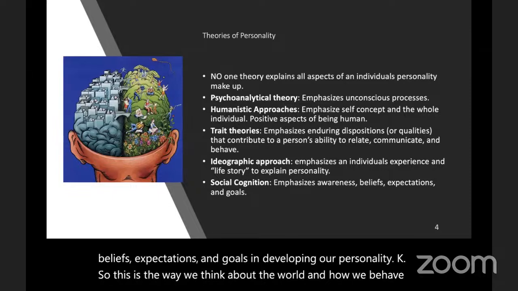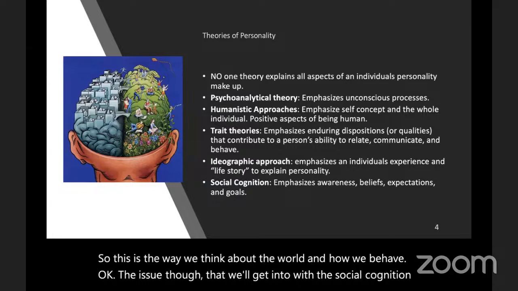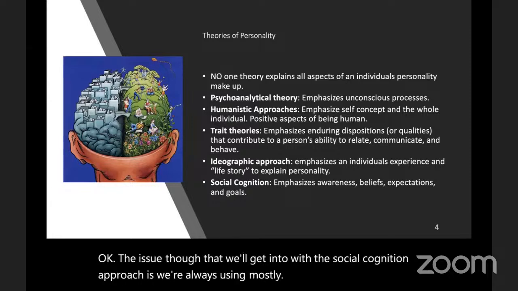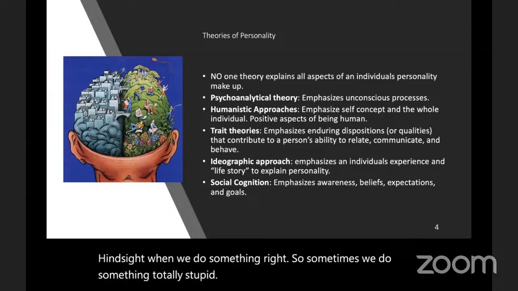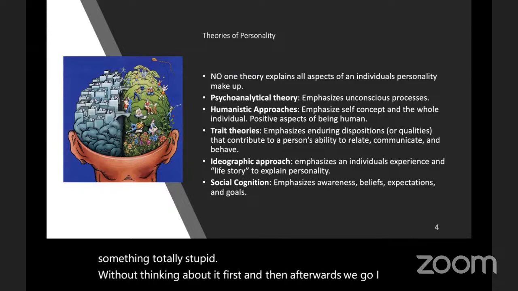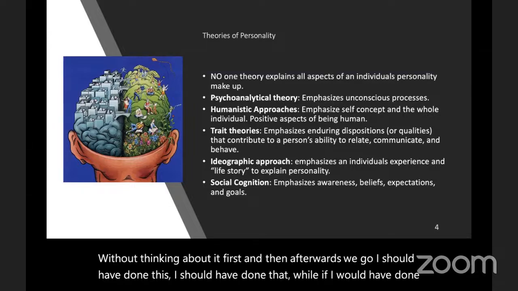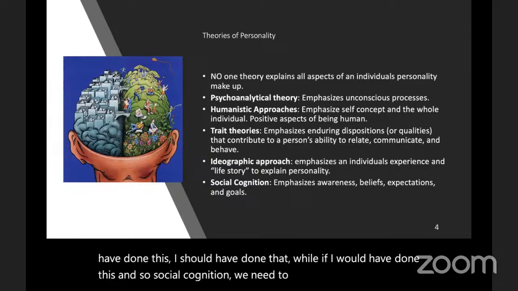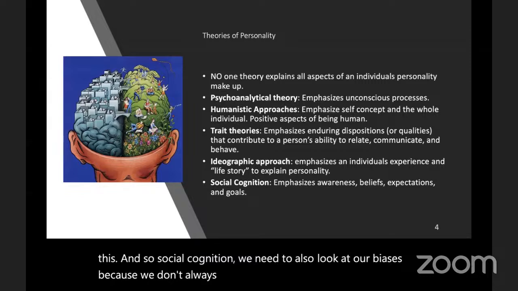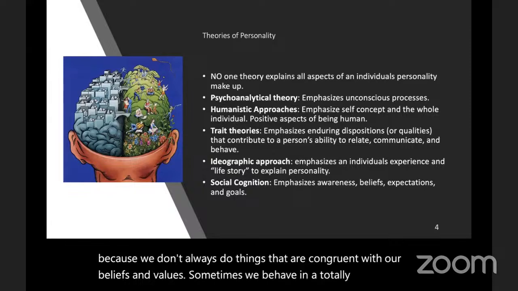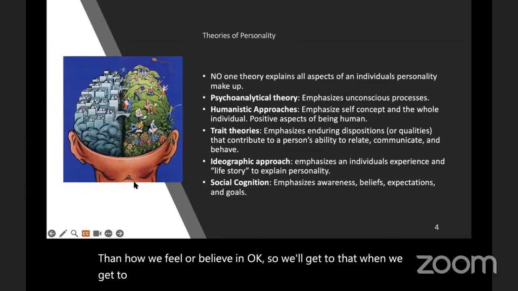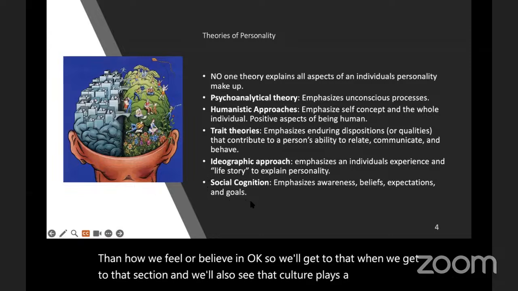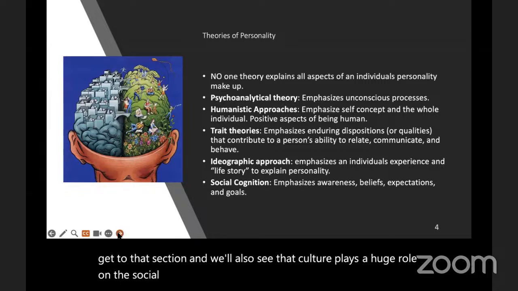Okay. The issue, though, that we'll get into with the social cognition approach is we're always using mostly hindsight when we do something, right? So sometimes we do something totally stupid without thinking about it first. And then afterwards we go, oh, I should have done this. I should have done that. Well, if I would have done this. And so social cognition, we need to also look at our biases, because we don't always do things that are congruent with our beliefs and values. Sometimes we behave in a totally different way than how we feel or believe in. Okay. So we'll get to that when we get to that section. And we'll also see that culture plays a huge role on this social cognitive perspective. Okay.